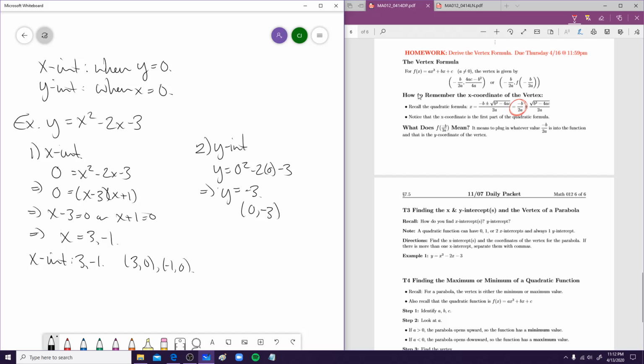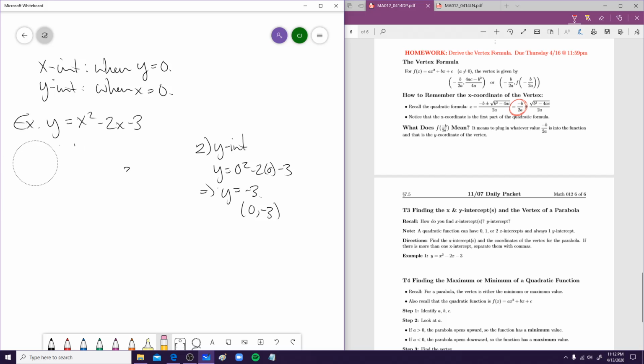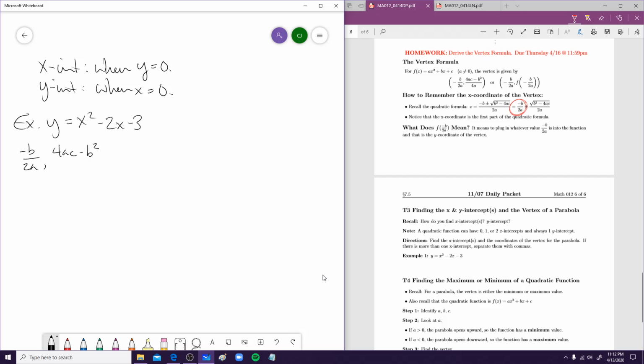I'll show you guys both to show you that it doesn't matter what you pick, right? So I'm going to erase this so I can keep my example right here. First, I'll do the negative b over 2a and then the 4ac minus b squared over 4a. So first things first, what is a, b, and c? A is 1, b is negative 2, and c is negative 3. So we're just going to plug this in.